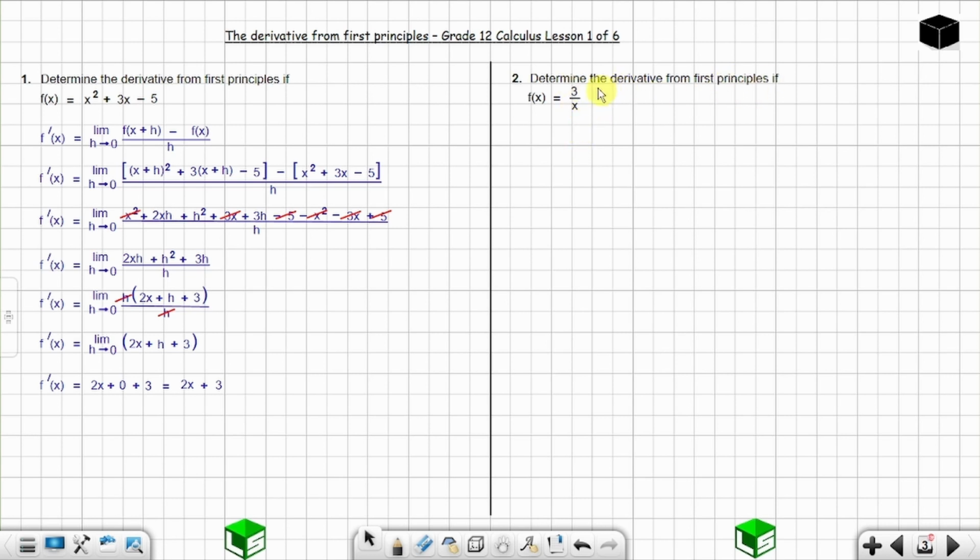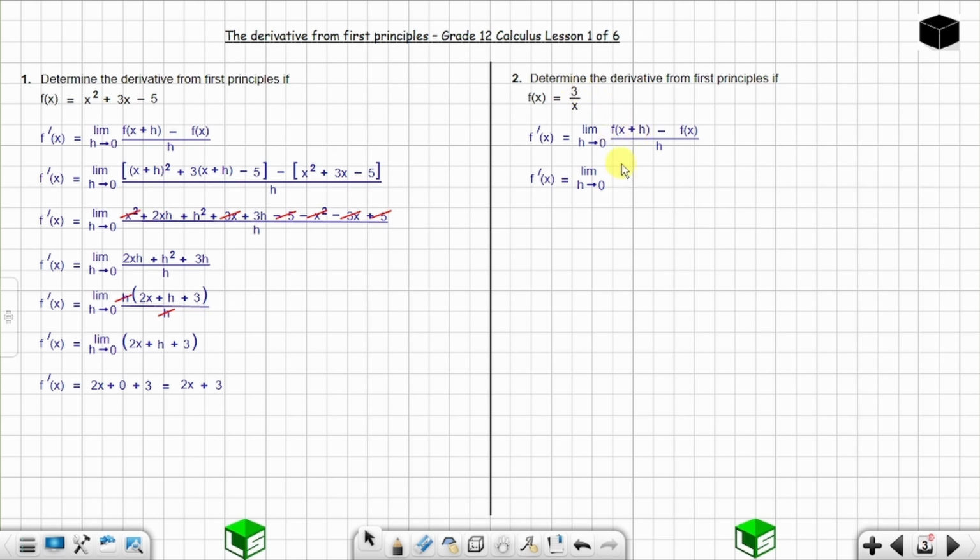Whenever they say determine the derivative from first principles or determine the derivative using the definition, they still want you to use this formula, the formula that we saw in the previous slide. F prime of x is equal to the limit as h goes to 0. So you start with this x plus h, you plug in there. Whenever you see x, you remove the x, you put x plus h.